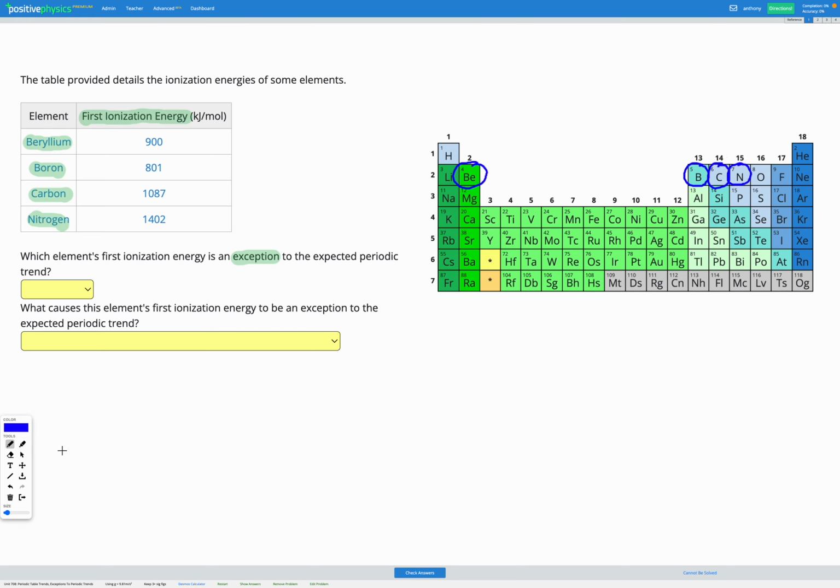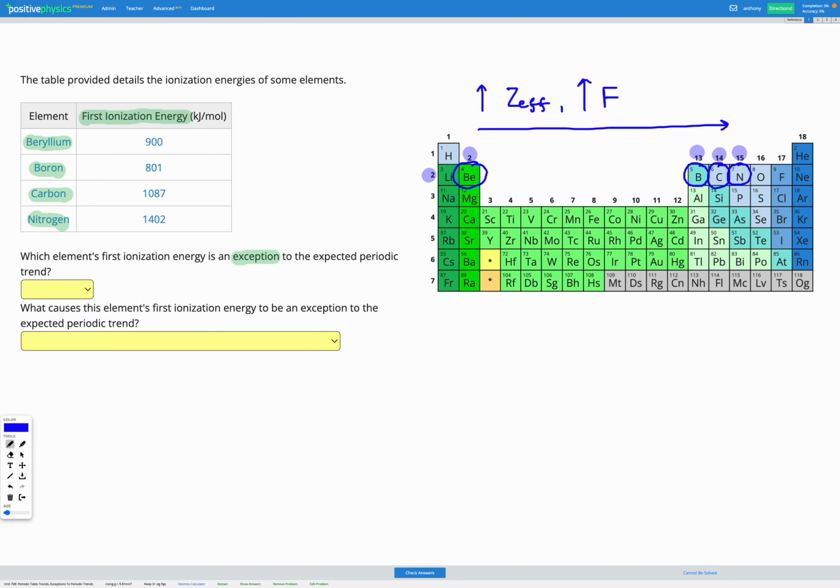So we can see that all of our elements are in period 2, which means they all have the same number of energy levels, but we have increasing group number and therefore increasing effective nuclear charge as we go through our list. So I'm just going to label that on here. Because we've got increasing effective nuclear charge, we're also going to have increasing Coulombic force of attraction between the valence electrons and the nucleus as we go from beryllium to nitrogen.